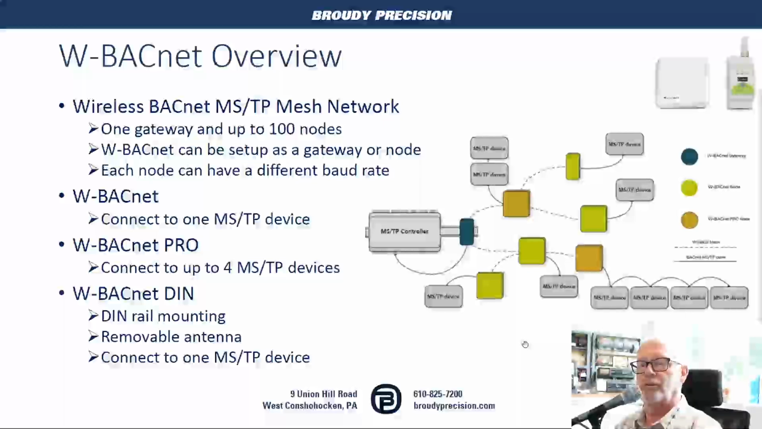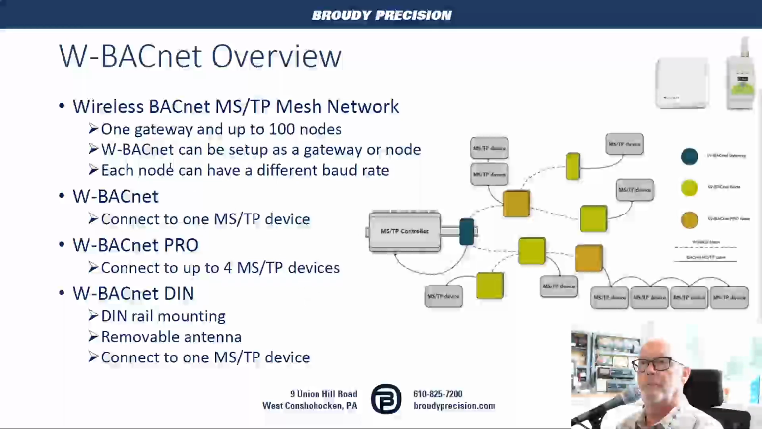So if you have individual devices out in the field that you want to have go wireless, you could add a W-BACnet, which supports one MSTP device. You can use a Pro model, and that allows up to 4 MSTP devices. And then there's also the DIN rail mount, the DIN model, which allows for one MSTP device, but it's DIN rail mounted and has a removable antenna on it, as you can see in the corner here. There's a little representation of it.